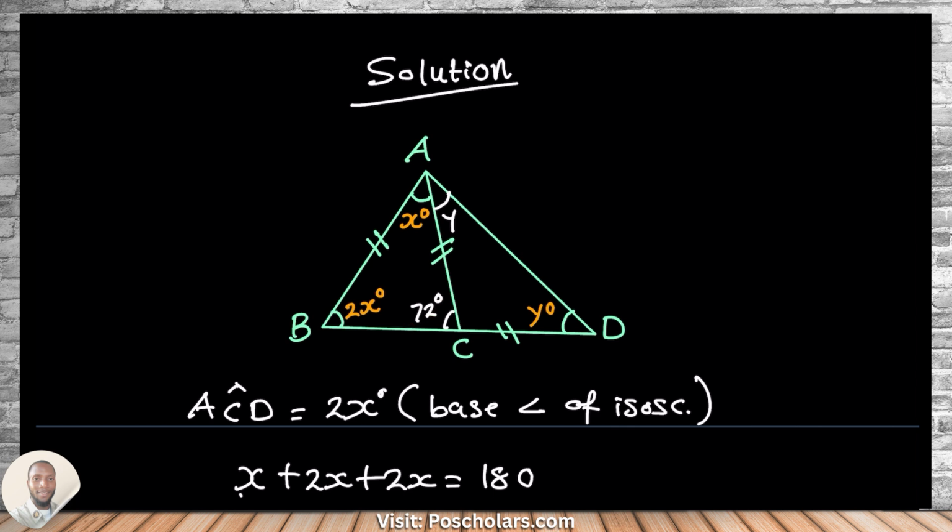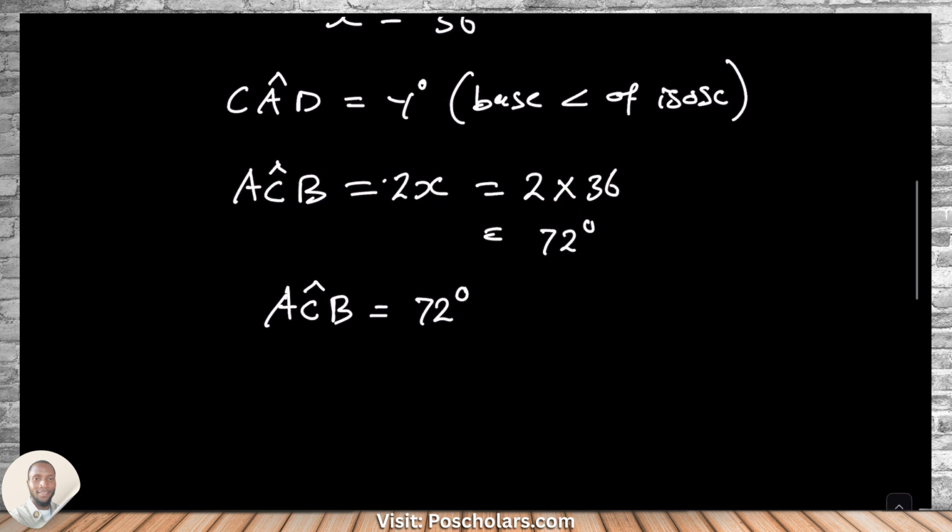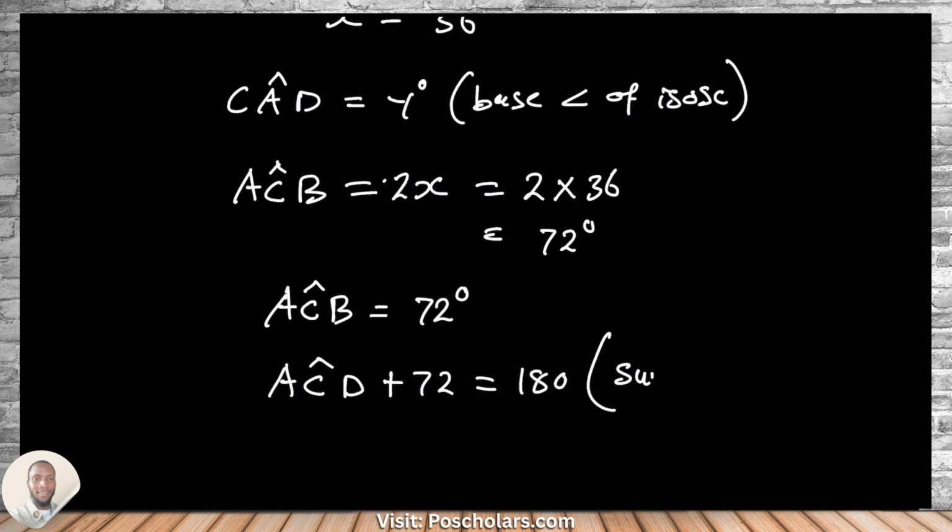Next, we can find this angle by using the sum of angles on a straight line. The sum of angles on a straight line is 180. Now to find this angle, which is angle ACD, let's label it. ACD plus 72 equals 180. Let's write that down: ACD plus 72 equals 180. And the reason is angles on a straight line.